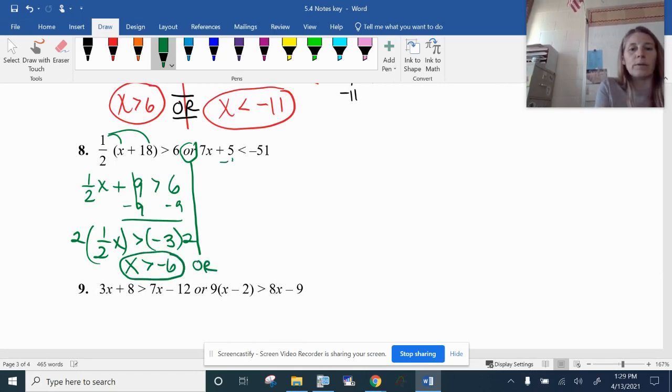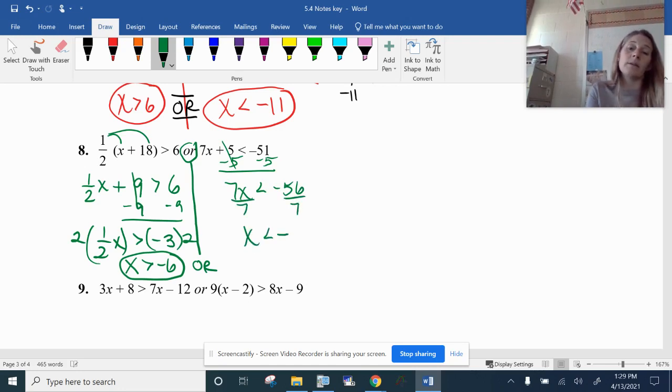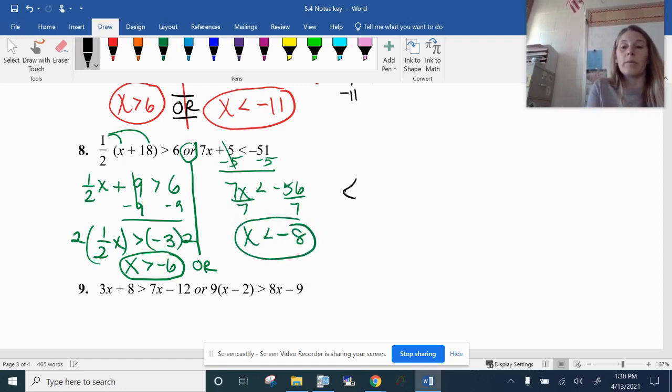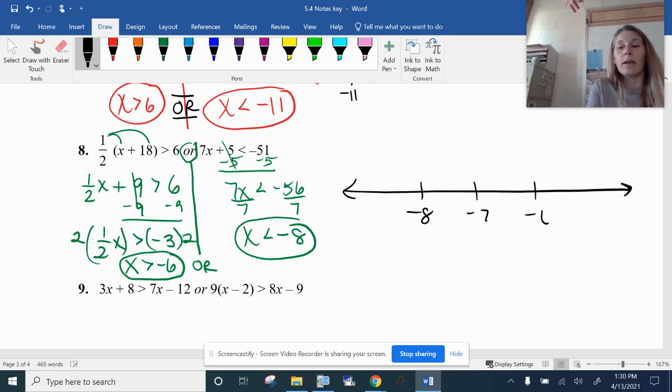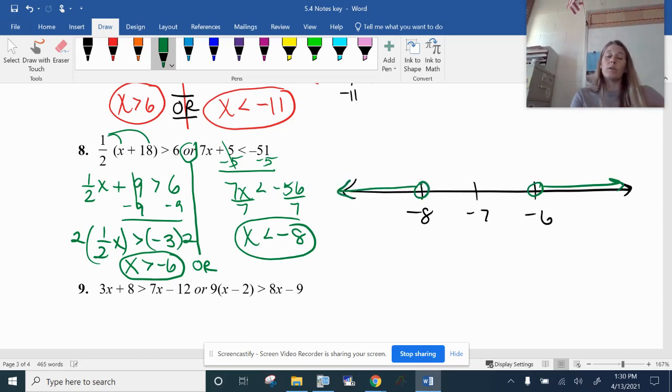Or, let's see what happens on the other side. Subtracting the 5, 7x is less than negative 56. Divide by 7. x is less than negative 8. So when I go to put these on my number line, I'm going to have a negative 8, negative 7, and negative 6. That's really all I need. x is greater than negative 6, so open circle going to the right. And x is less than negative 8, open circle going to the left. Notice this is an OR problem, and my two shaded parts of the graph look like oars on my boat.